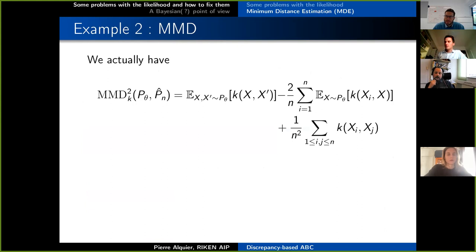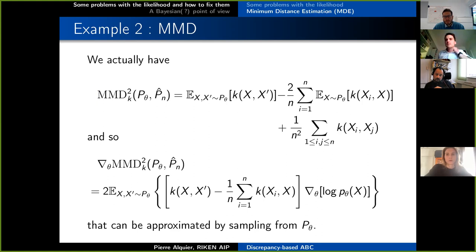But first, an important thing: even though the MMD is a little complicated, you can rewrite it as a function of expectations under P theta of the kernel and the sample. I can come back later to this formula if you want, but what is important here, and is the first connection with ABC, is that in order to approximate the MMD distance, all you need to do is to be able to sample from the model. You don't need assumptions on the truth P naught, but you need to be able to sample from the model. And in the same way, you can approximate the gradient, because the gradient is also an expectation under P theta. And so you can use stochastic gradient methods to estimate with the MMD.